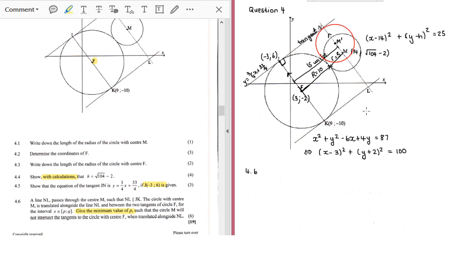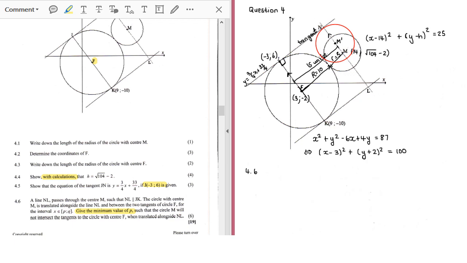Okay, and basically what I've drawn right now is exactly what we're trying to figure out, right? It's our desired case, the case where when you translate this circle, it is not actually intersecting the tangents. If you're not intersecting the tangents, it means that you are at least touching the tangent at one point, right? So basically the tangent of this larger circle also then becomes the tangent of the smaller circle.